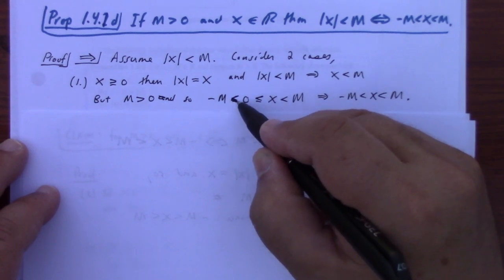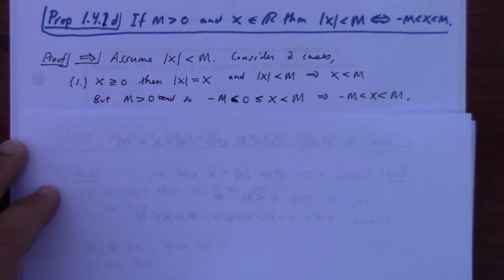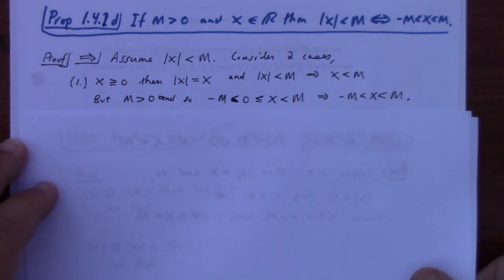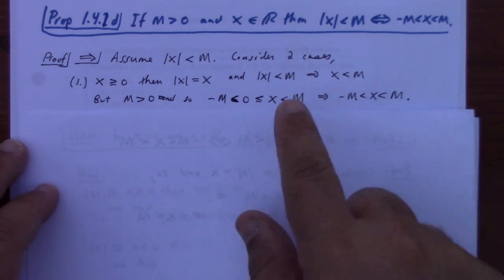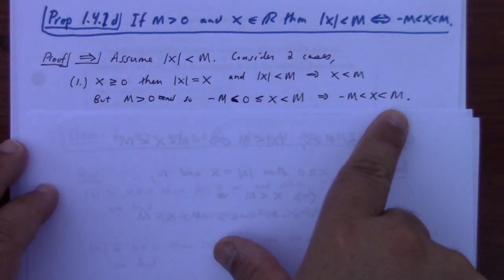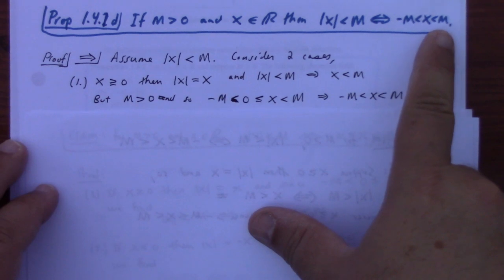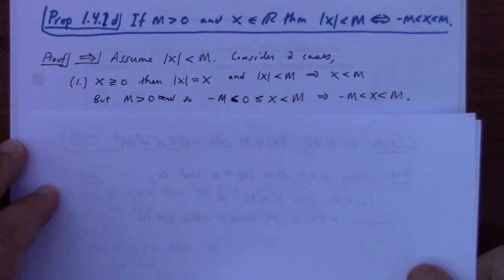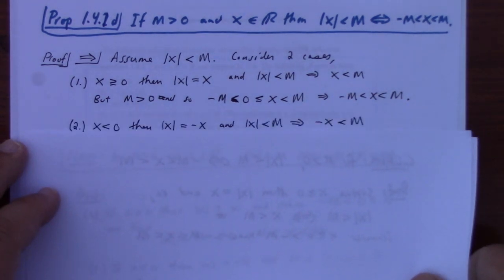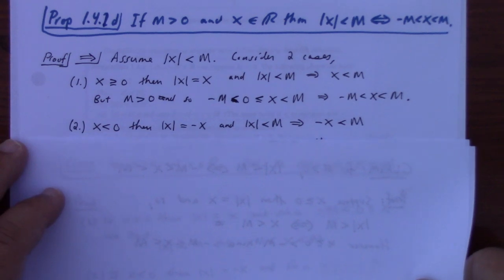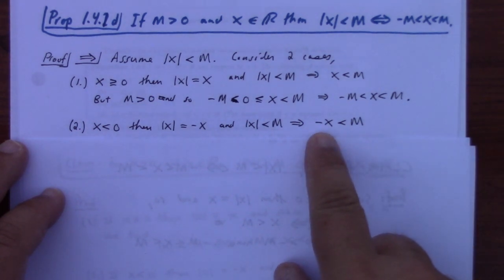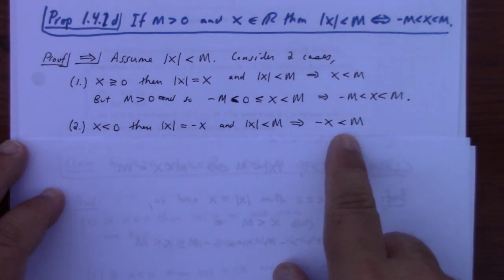Minus m is less than 0. And that's less than or equal to x, which is less than m. So there we go, minus m less than x less than m, and that's what we set out to prove. So that completes the proof in the case that x is non-negative. But x could be negative, in which case the absolute value of x is equal to minus x. And the absolute value of x less than m implies, of course, that minus x is less than m.